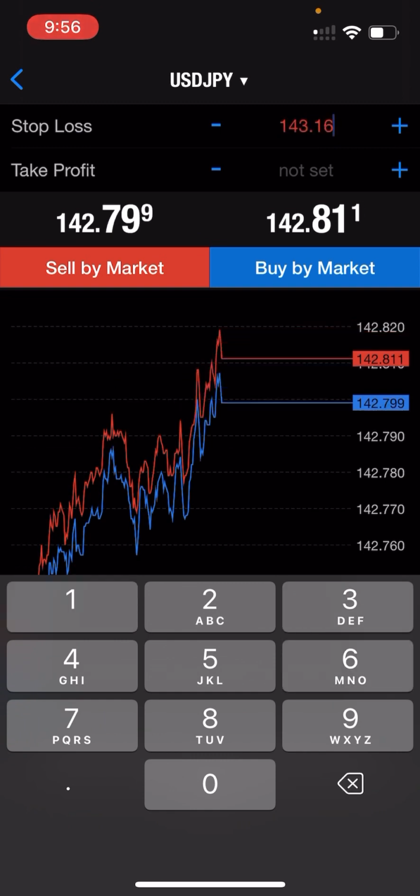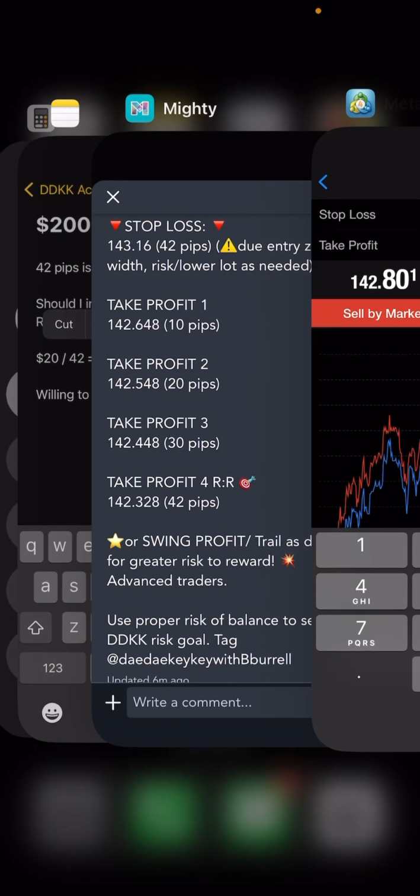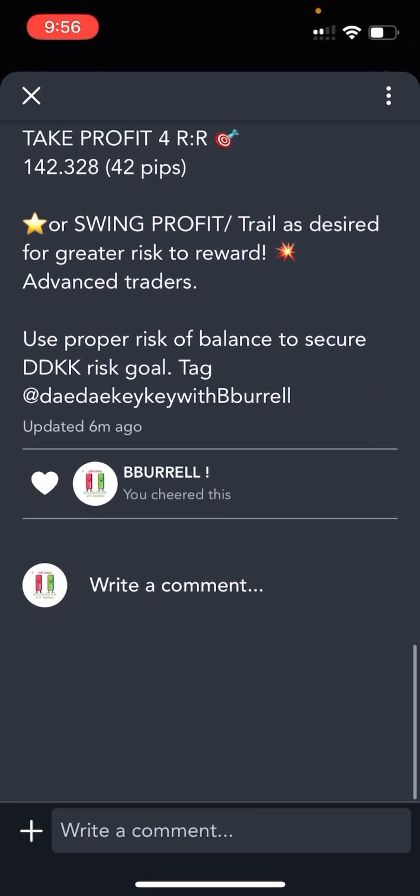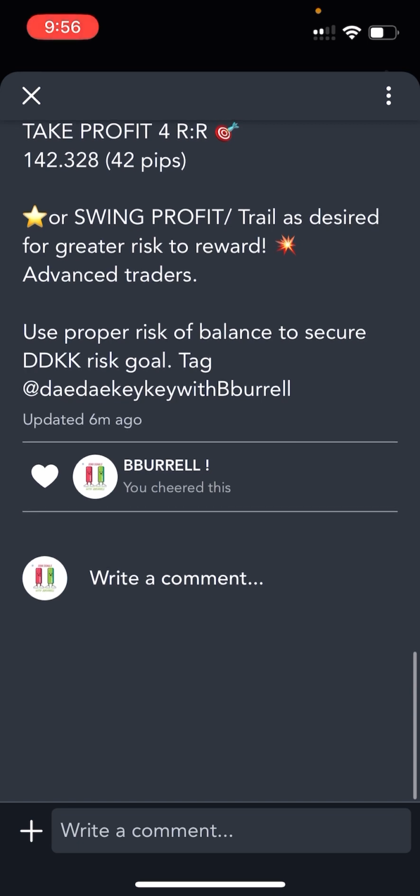143.16 is 42 moves away from where I am. All right, then I want to go for 42 on the profit side, 142.328. Risk to reward is I'm willing to lose 42 pips. I need to be willing to gain 42 pips. Let's just say it that way.